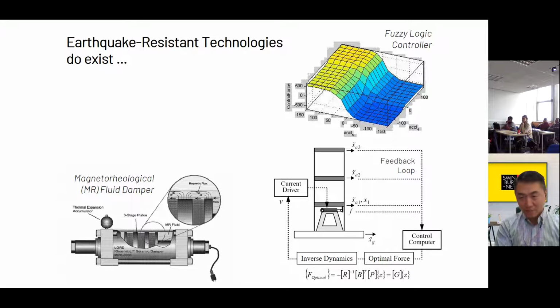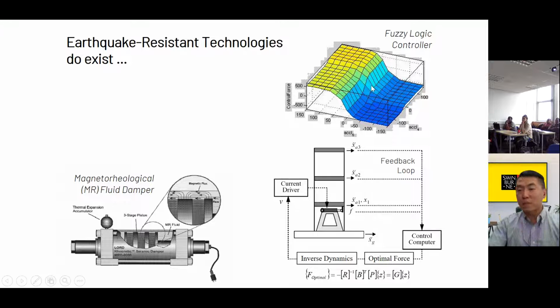For example, I'm showing you a number of advanced developments in the area of earthquake-resistant technologies. We have advanced dampers, which were actually used for vehicles, but nowadays can also be used for building design. For example, this magnetorheological fluid damper, I actually started researching on this more than 20 years ago. And this is a fantastic technology. There's no doubt about that.